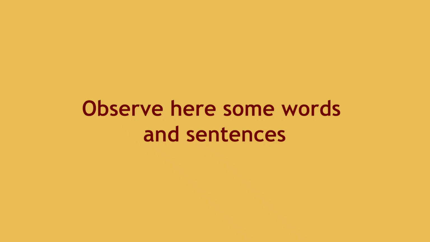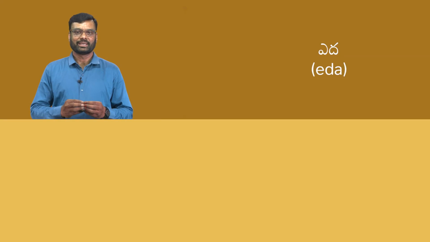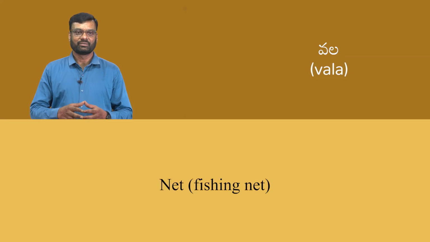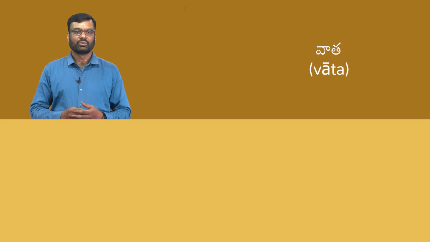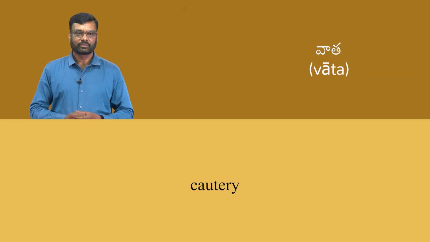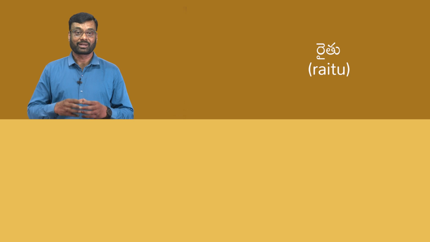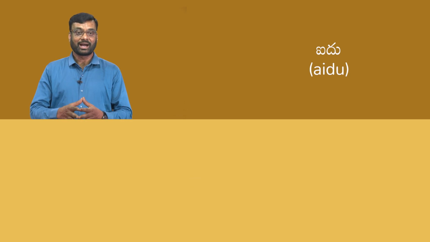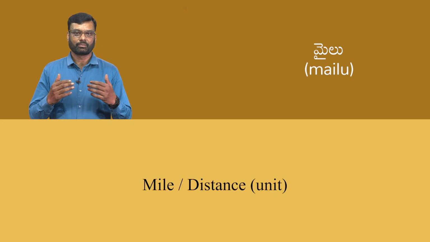Observe here some words and sentences. Aame, which means she or her. Veda, which means the heat. Vala, which conveys net. Vana, which means rain. Vata, which means banyan tree. Teru, which means cart or chariot. Raitu, which means farmer. Aidu, which means 5. Mailu, which means mile or distance.